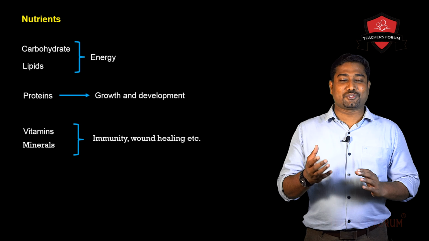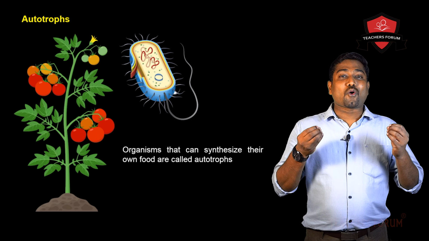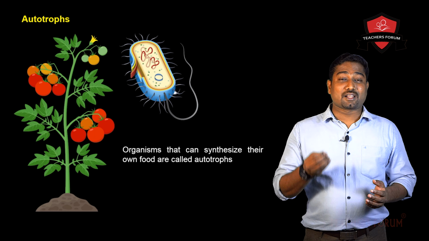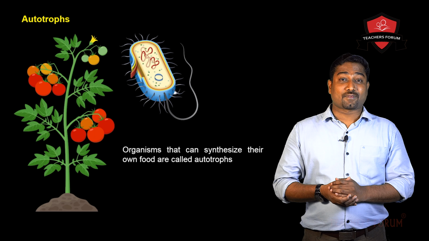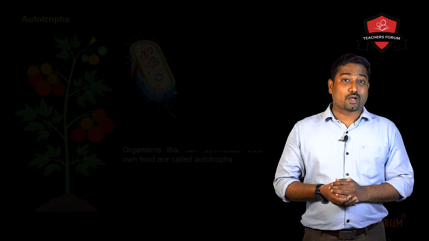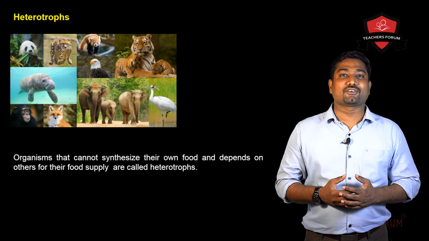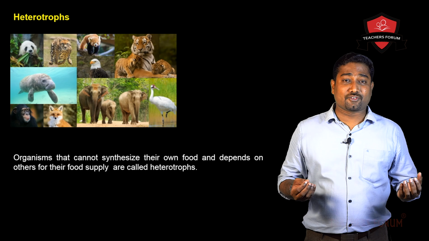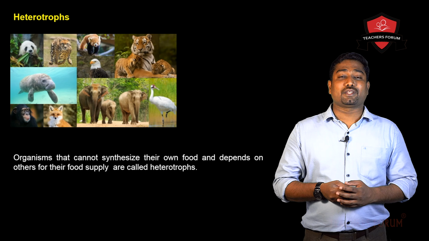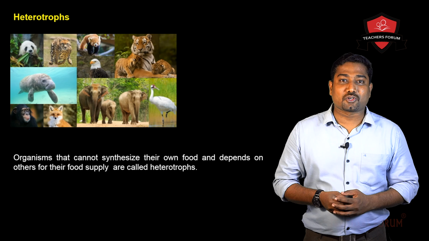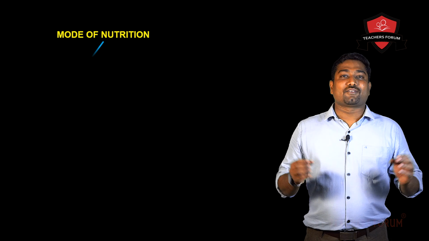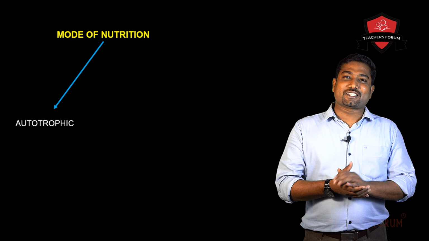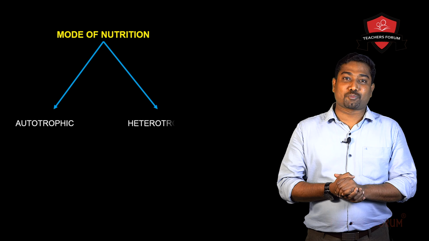Those organisms which can make their own food are called autotrophs. For example, plants and some bacteria. While some organisms cannot synthesize their food, they have to depend upon the plants for their energy need and for the food supply. They are said to be the heterotrophs. So nutrition can be classified into 2 modes of nutrition. The first one is autotrophic nutrition, while the other is heterotrophic nutrition.